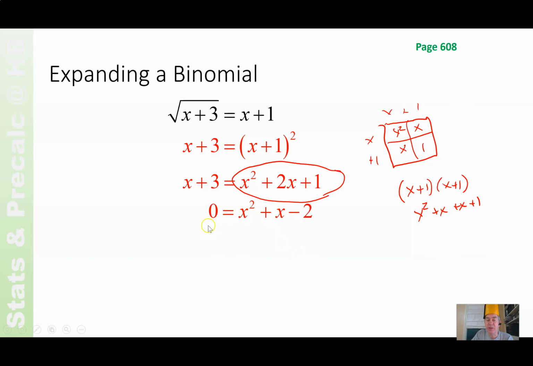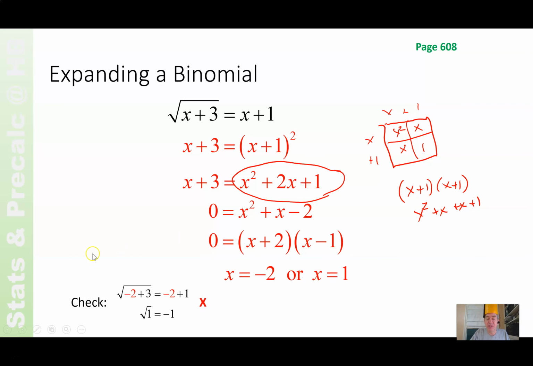It's a quadratic equation, and you solve quadratic equations by setting them equal to 0 and solving either by factoring, completing the square, or the quadratic formula, lots of choices. In this case, we have a nicely factorable one. x is negative 2 or x is 1.